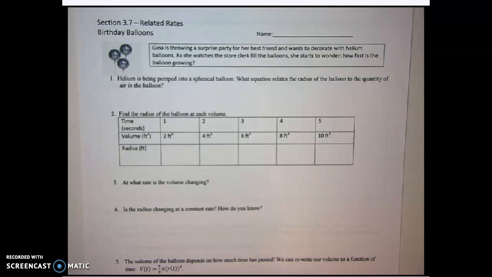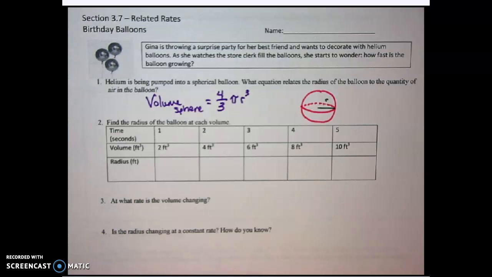What equation relates the radius of the balloon to the quantity of air in the balloon? Pause the video and go ahead and write down what you think that equation will be. So the volume of a sphere is 4/3 pi r cubed. A sphere is just a big ball. The two rates that are related are the radius and the volume, and they're both going to change differently with respect to time.